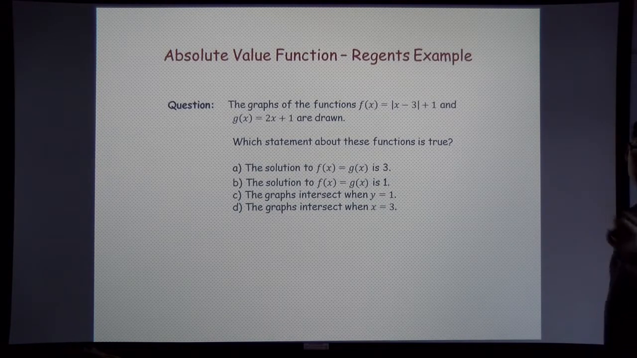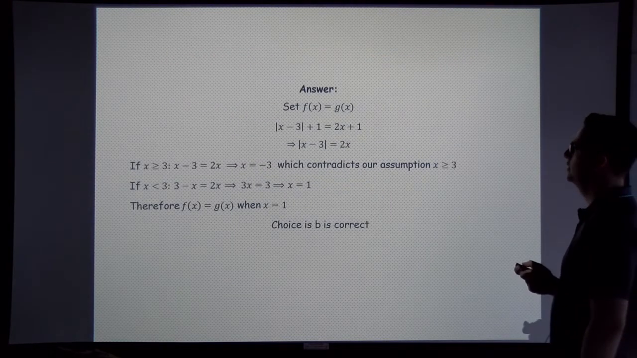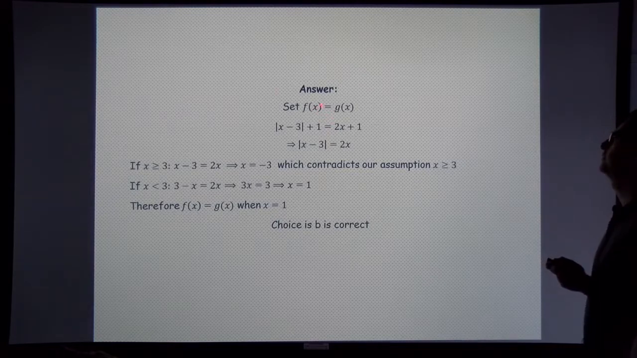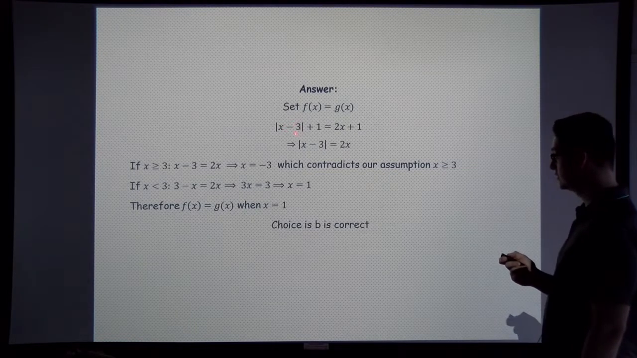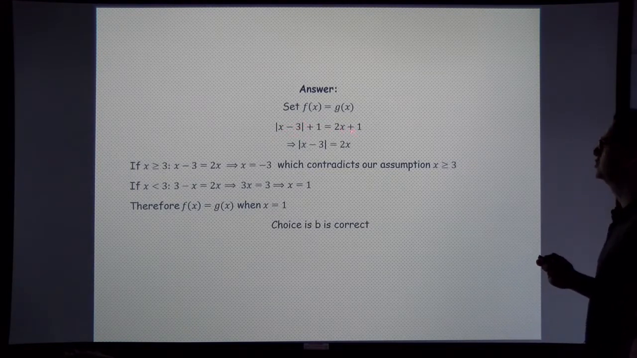So what did we come up with as our answer? Choice B, right? So what we ended up doing is we set f of x equal to g of x. So we set up absolute value of x minus 3 plus 1 to equal 2x plus 1.